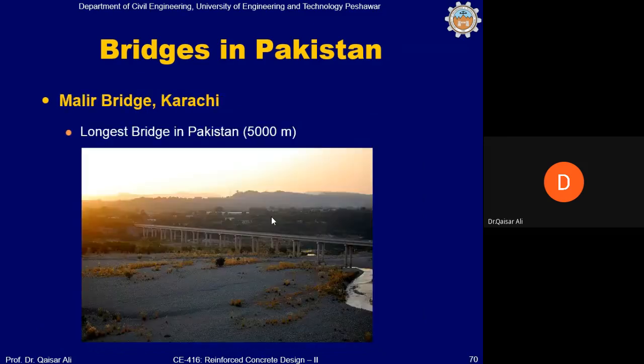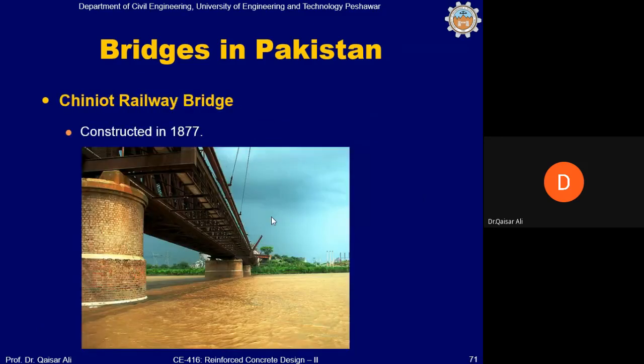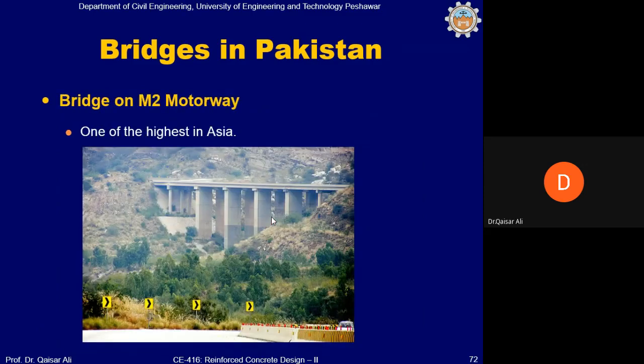This is Malir Bridge, the longest bridge in Pakistan. It's 5 kilometers. The new railway bridge, this was constructed in 1877. It's one of the highest bridges in Asia on the M2 motorway.